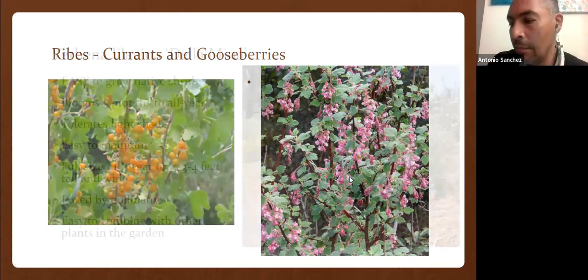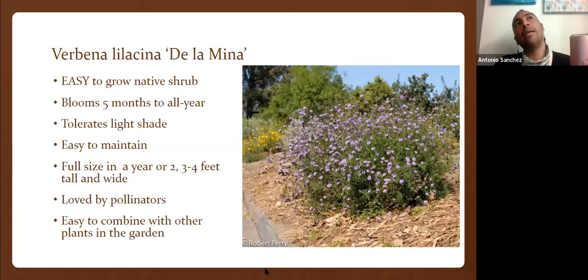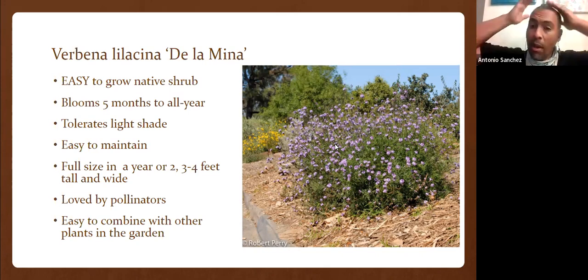Verbena lilacina 'De La Mina'. Remember earlier when I said, unfortunately, if someone put a gun to my head and tried to get me to produce a 12-month-out-of-the-year flowering native garden, this would be the second plant that I would pick. This plant's really easy to grow, about 3 to 4 feet tall and wide, like a little ball. It blooms so much of the year. It does best in full sun, but I've seen it do okay in part shade. Once it gets too shady, it starts to stretch out. But this is a great one for pollinators. And since it flowers almost all year, you can attract moths and butterflies almost all year with this bad boy.